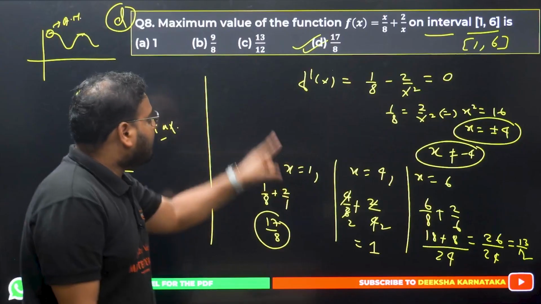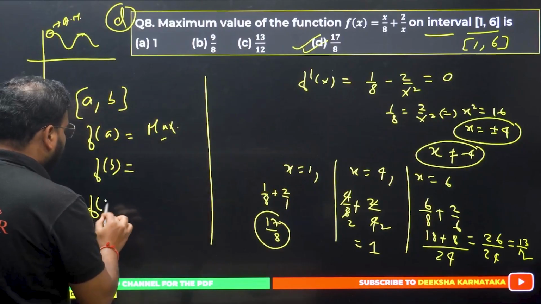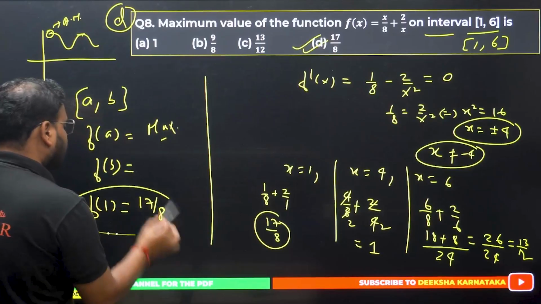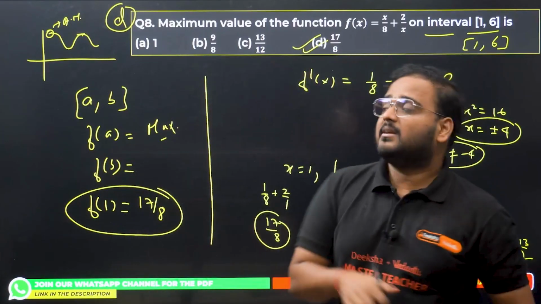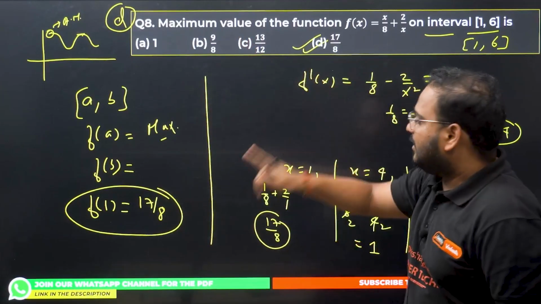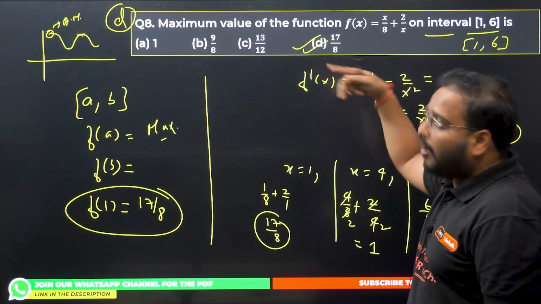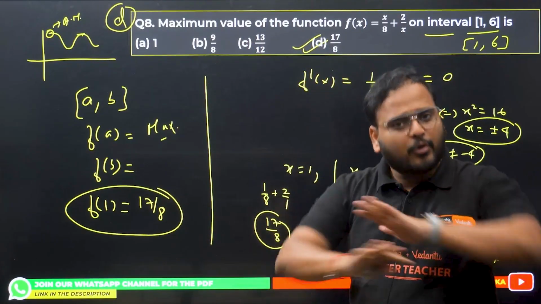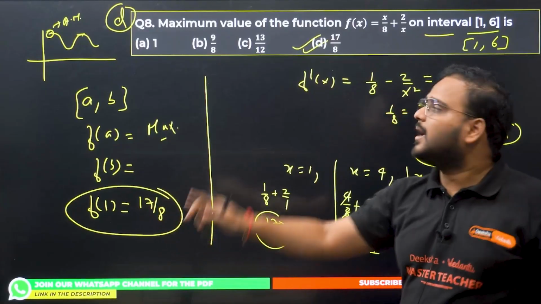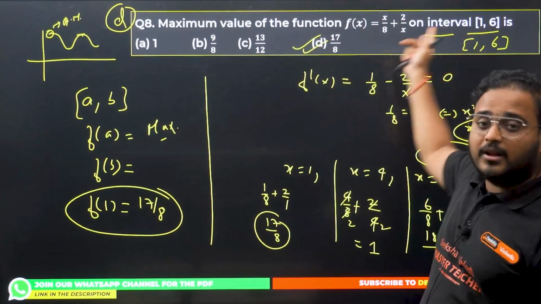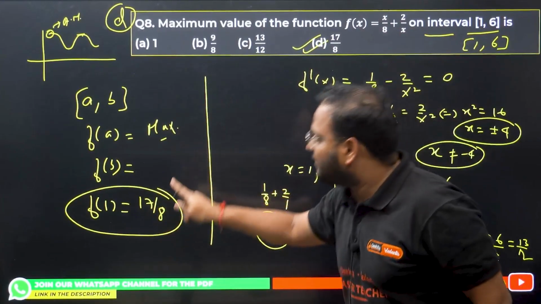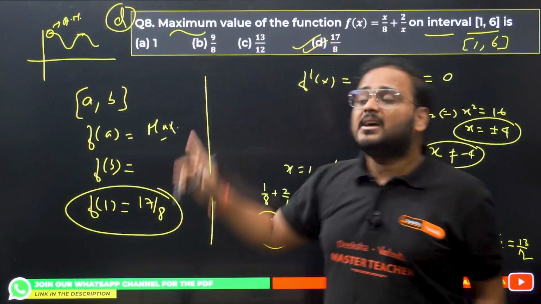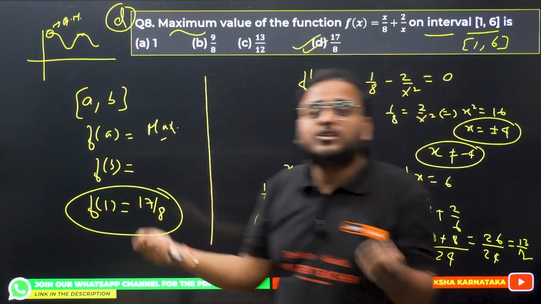Check here. f of 1 we found. If I find f of 1 first, I get this as 17 by 8. Right or not? And check the options now. They're asking us the maximum value, and f of 1 is 17 by 8. Of course, it has to be the answer. Why do we find the derivative? We don't have to find the derivative at all. Because 1 is part of the interval, and at 1 I get the value 17 by 8. They're looking for the maximum value, and out of the given 4 options, this is the highest. It means that my answer is option D.